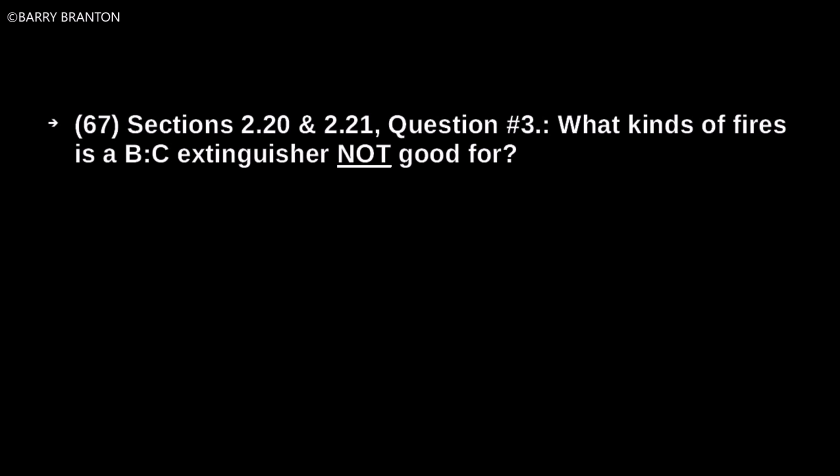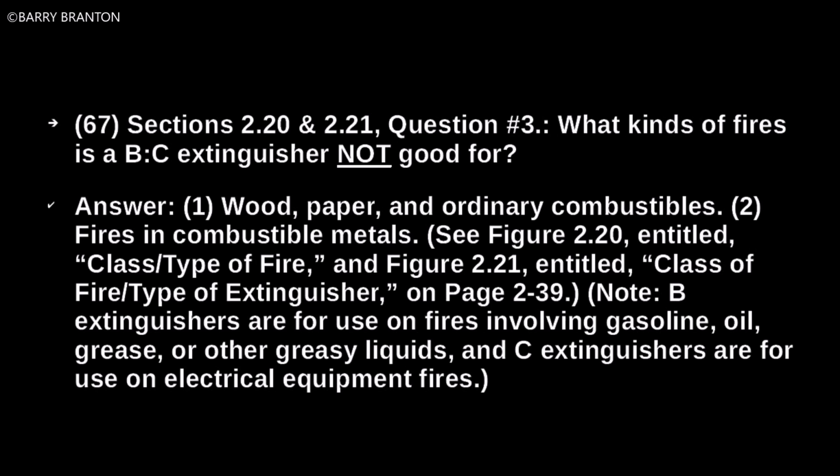What kinds of fires is a BC extinguisher not good for? Wood, paper, and ordinary combustibles. Fires in combustible metals. Note: B extinguishers are for use on fires involving gasoline, oil, grease, or other greasy liquids, and C extinguishers are for use on electrical equipment fires.